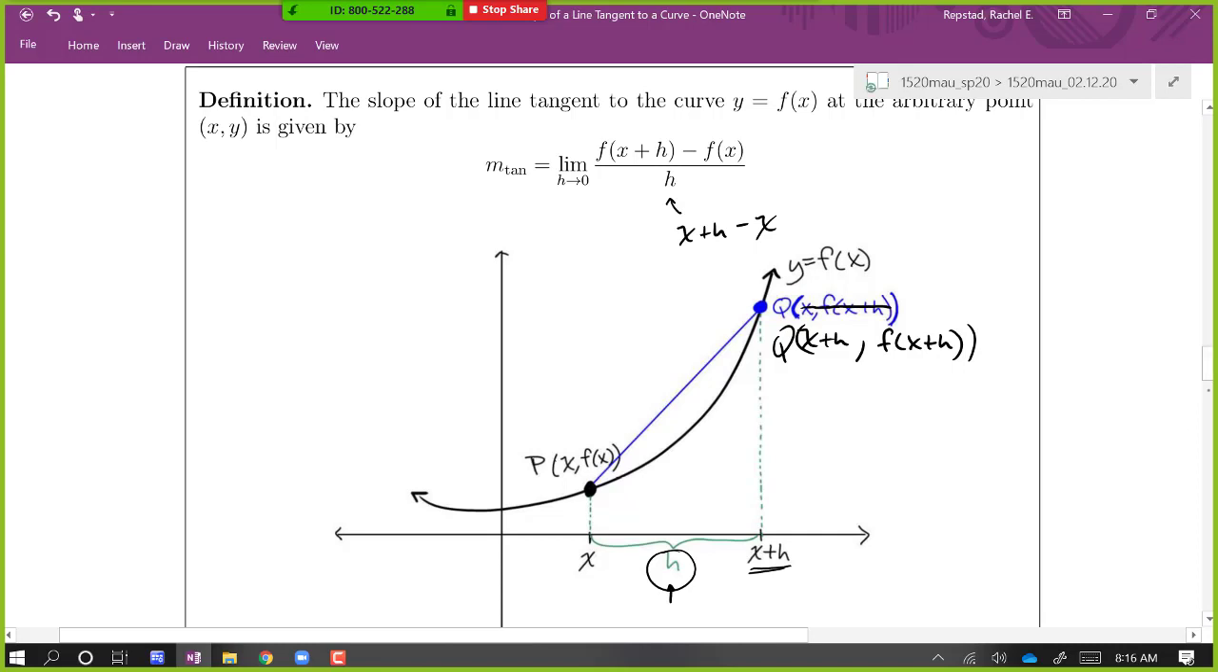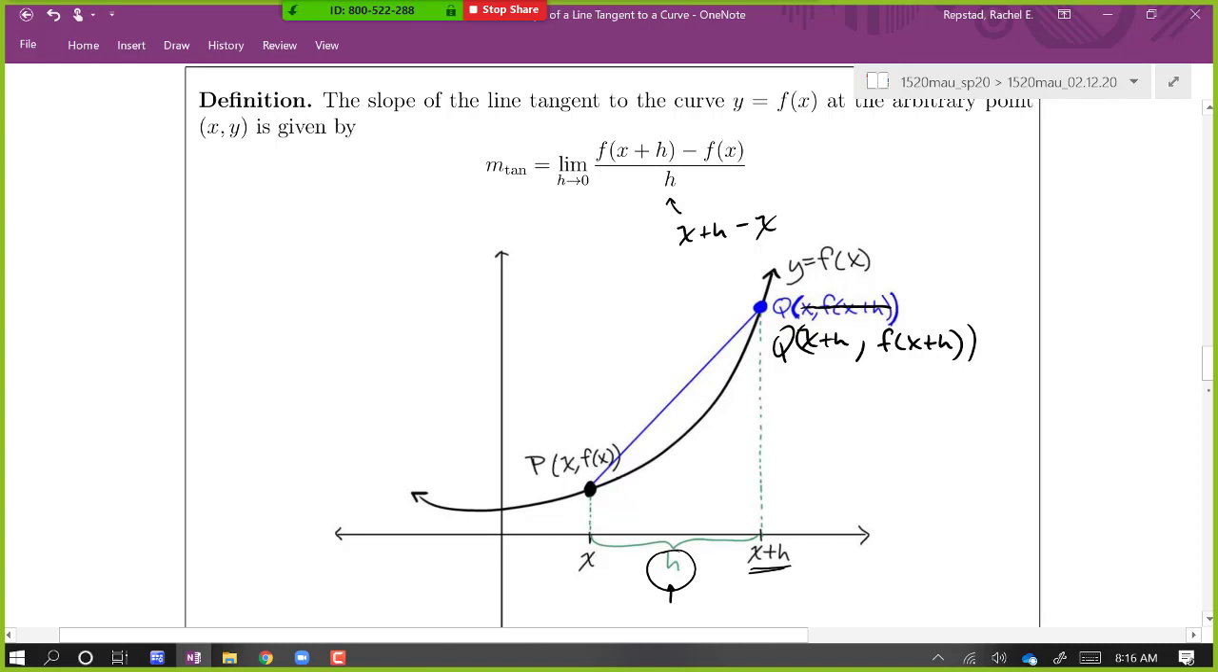So what we're going to do is some examples where we find the slope at an arbitrary point. The result of this will be an expression with x's, like a formula where, once we have that, we could plug in whatever x coordinate we're interested in and get that tangent slope.